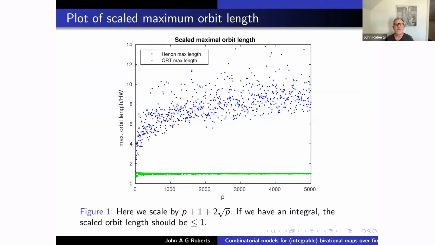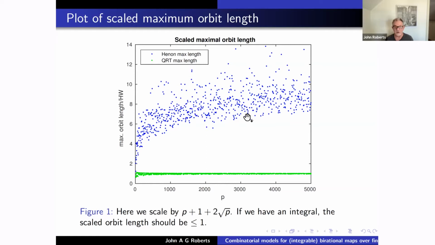So for instance, let's take two maps, the Henon area preserving map, and let's take, say, a QRT map. And for each p, you just calculate the longest orbit that you can see over this finite space. And then I'm going to scale by this Hasse bound, which is the largest number of points I can have over an elliptic curve in a finite field. So if I'm really integrable, I can't have an orbit that's longer than the whole number of points in the curve, so it's an effective bound. And you see that since I've scaled by that, along here is the green data. This is showing that the QRT map always has a longest orbit bounded by this Hasse bound.